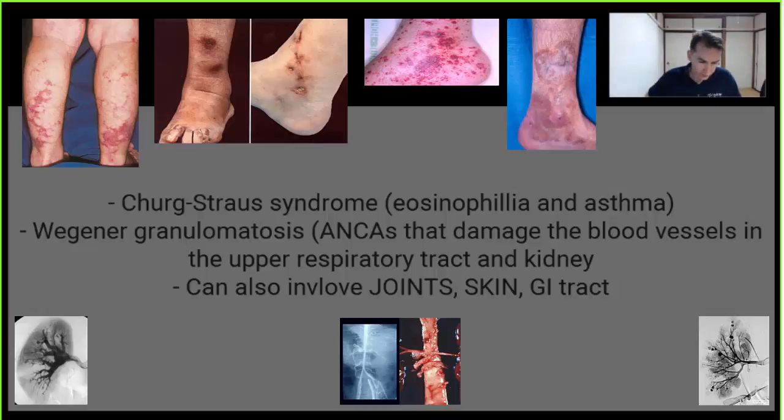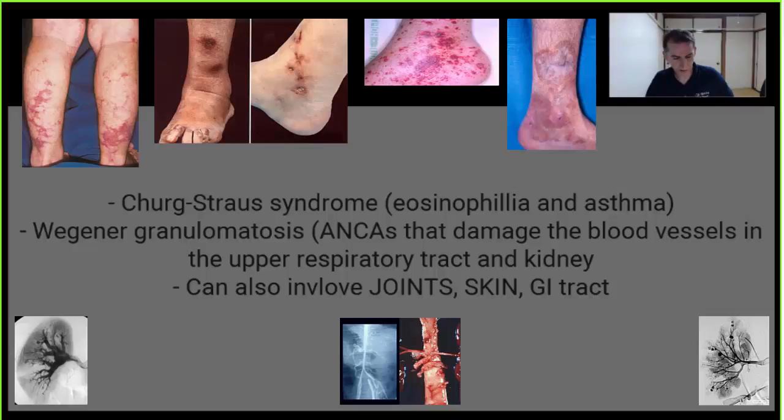So let's ask that question again. What other small to medium vasculitides could this patient have? Churg-Strauss syndrome is a variant of polyarteritis nodosa characterized by eosinophilia and asthma. Autoantibodies mostly target blood vessels in the lungs, but in the late stage, other organ systems can become involved, including the skin. Wegener granulomatosis features ANCAs that damage blood vessels in the upper respiratory tract and kidney. However, it can also involve joints, skin, and the GI tract.